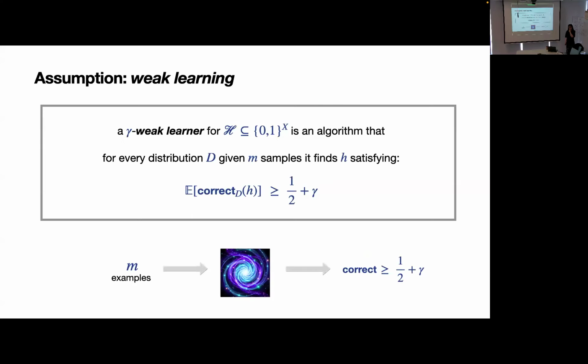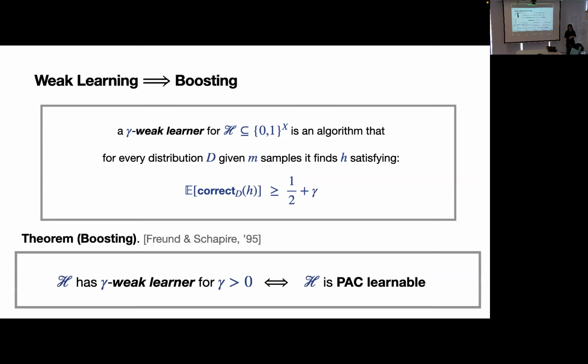Okay, so what's the assumption? Similarly to the PAC definition, we have an algorithm, a class H, and a gamma weak learner, where gamma is a parameter between 0 and 1. We say that an algorithm is a weak learner for the class if for every distribution, when given some samples, it returns something that does slightly better than random guessing. So we're given m examples, and we return something that has correctness at least half plus gamma.